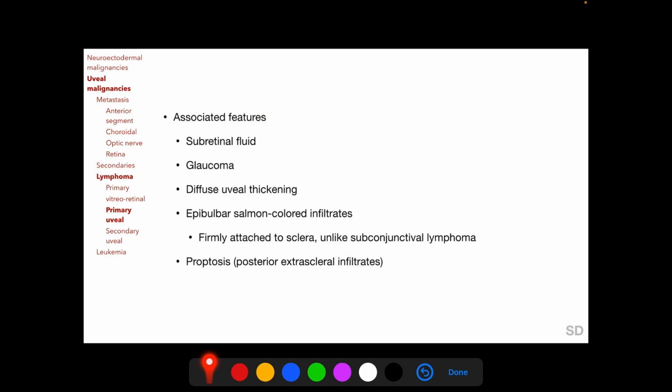Associated features of primary uveal lymphoma include subretinal fluid, glaucoma, diffuse uveal thickening, epibulbar salmon-colored infiltrates which are firmly attached to the sclera, in contrast to the infiltrates of subconjunctival lymphoma which are mobile over the sclera, and posterior extrascleral extension of the lymphomatous infiltrates can cause proptosis.